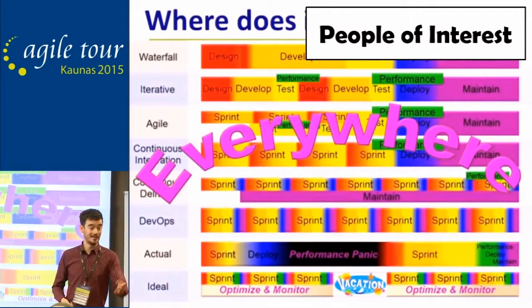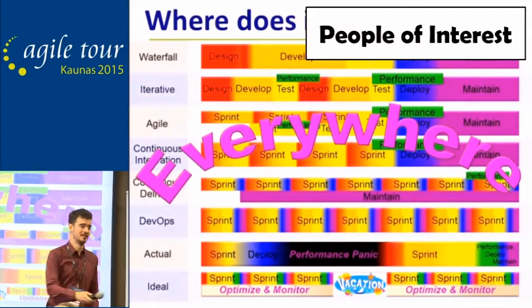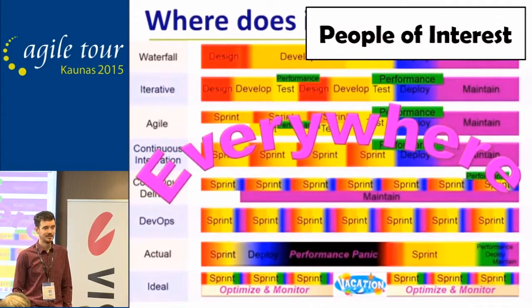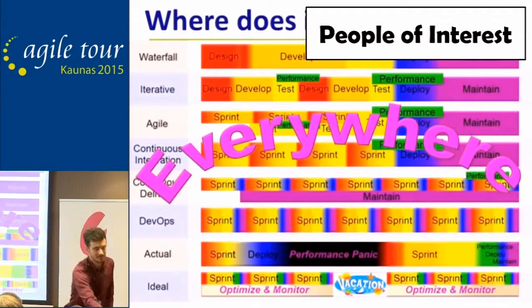So I have a question. How does it go with continuous delivery? Continuous delivery and performance testing. So how do you do that?